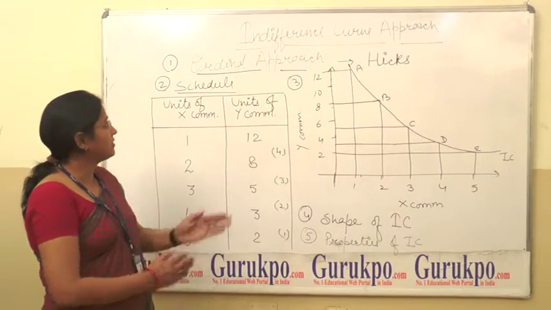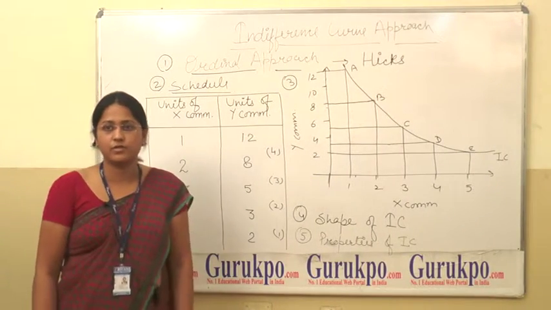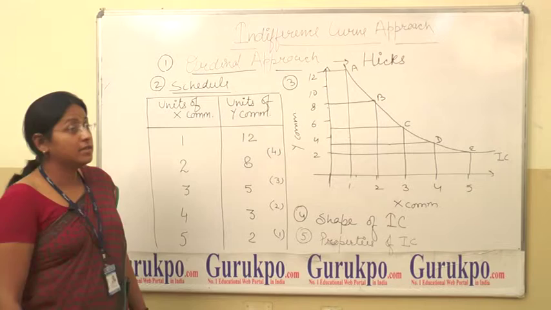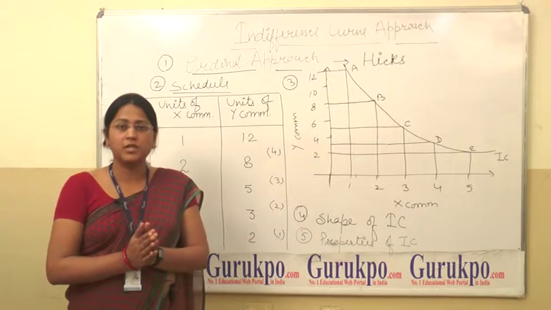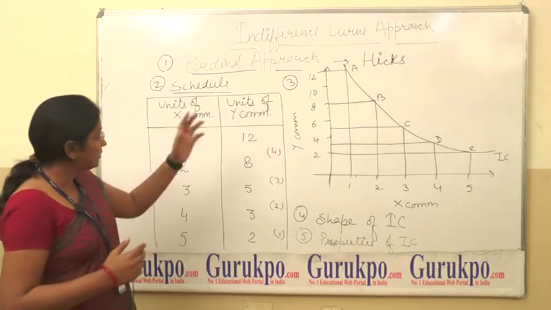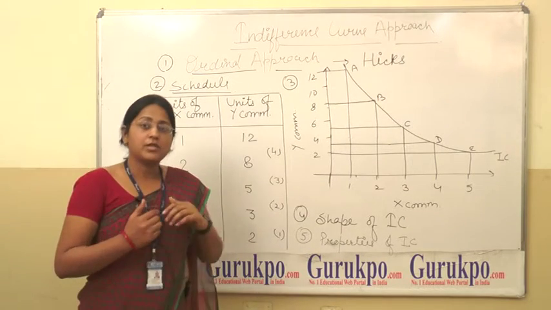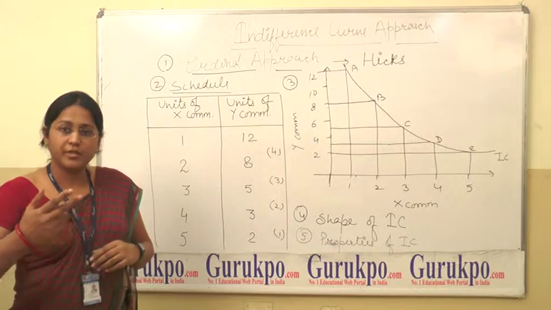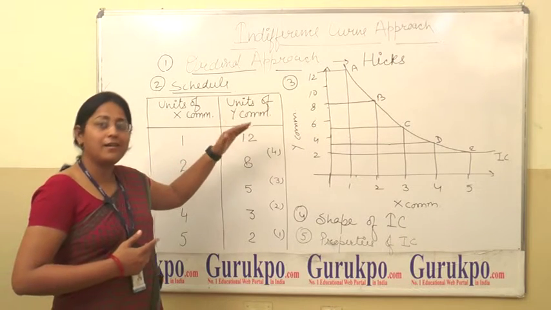Today we are going to discuss the topic indifference curve approach. Indifference curve approach is an ordinal approach, which means we can measure the utility in order. Before this approach, Marshall gave an approach to measure utility called the cardinal approach.